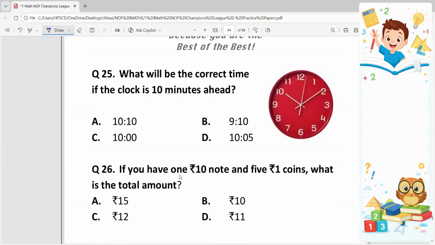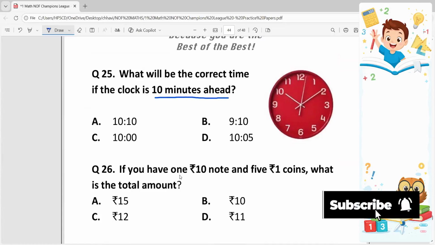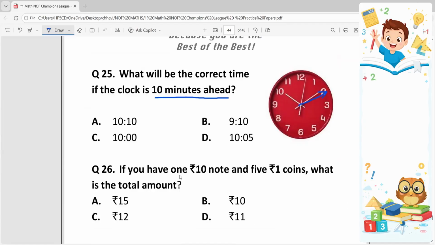25. What will be the correct time if the clock is 10 minutes ahead? 10 minutes ahead. That means it is right now at 2 and it is 10 minutes ahead. If we go back 10 minutes, it will be on 12. This minute hand will be on 12 and this hour hand is at 10. So the hour hand is 10 and the minute hand is at 12. So it is 10 o'clock, isn't it? So let's see. First option is 10:10, second is 9:10, third is 10, and D is 10:05. So our correct answer is C.